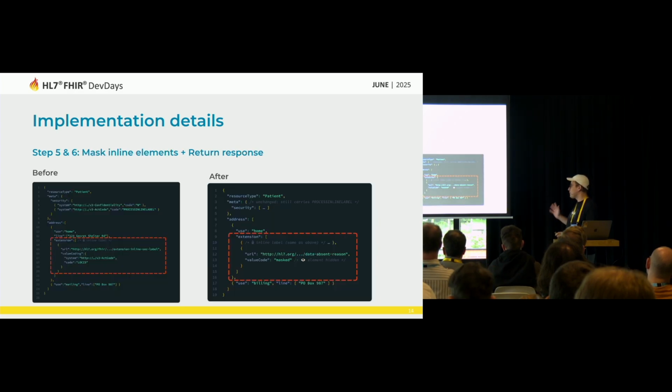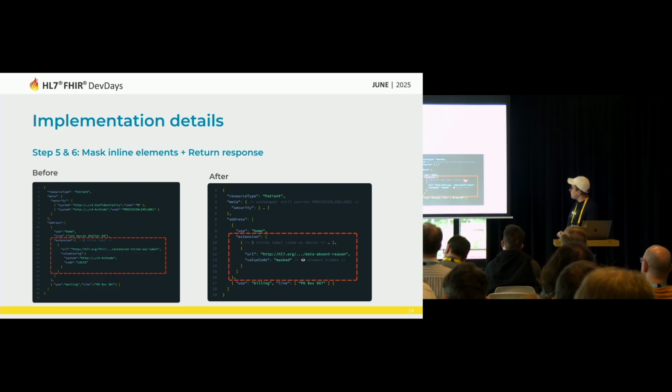After we get resources from the database, we need to check for the process inline label and traverse the whole resource tree for inline security labels. Here in the example, we had a label and the user does not have access, so we change the value of the property to the data absent reason mask extension.